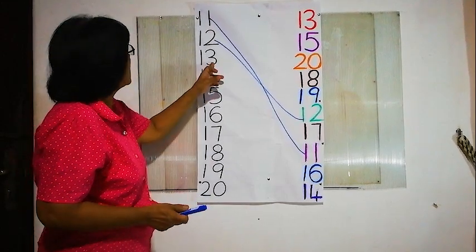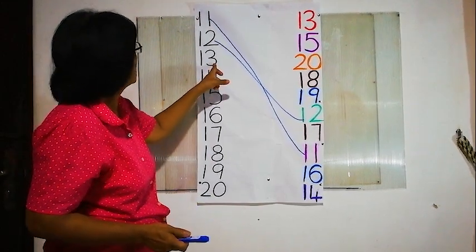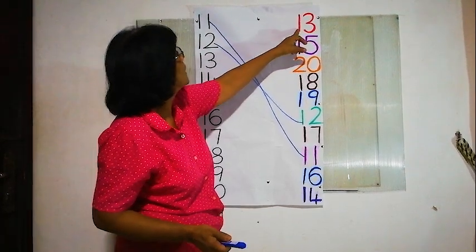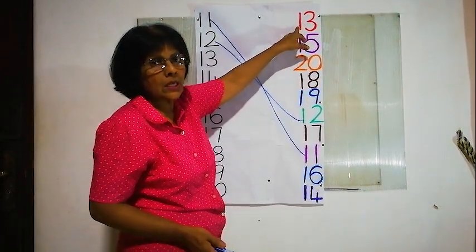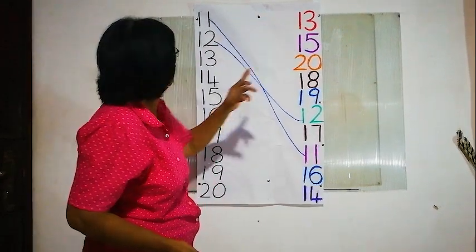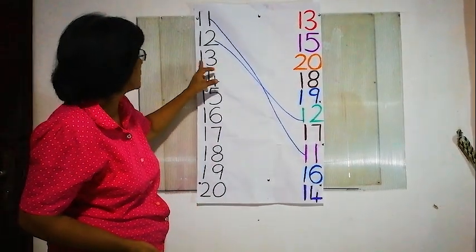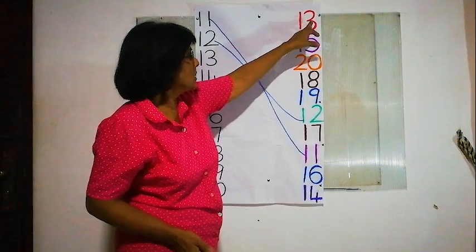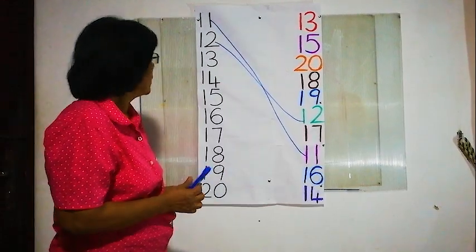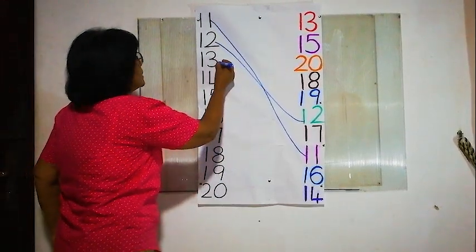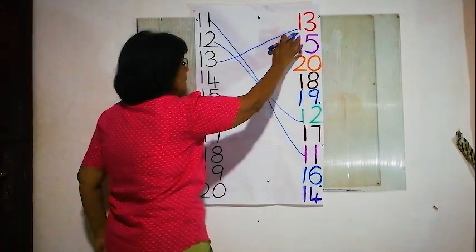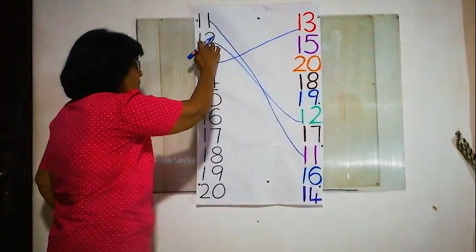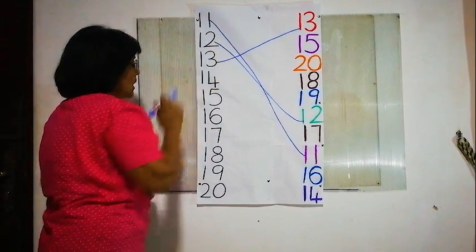1, 3. What about the first number here? Is this number 13? Yes. Here, 1, 3, 13. Then we are matching 13 and 13. Now, 11, 12, 13. We have finished three numbers here.